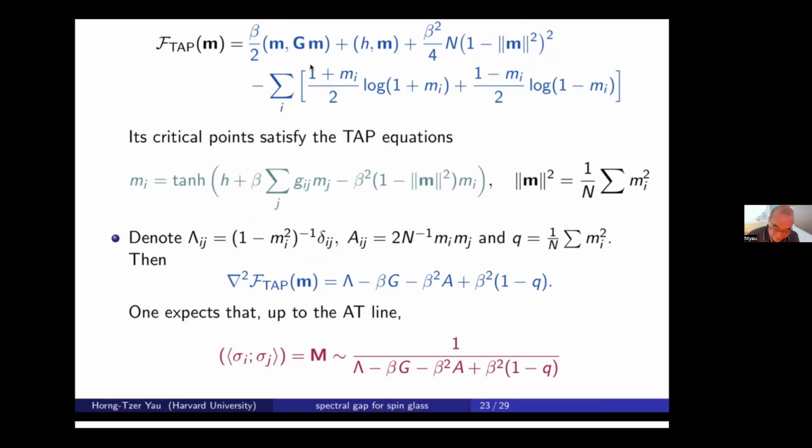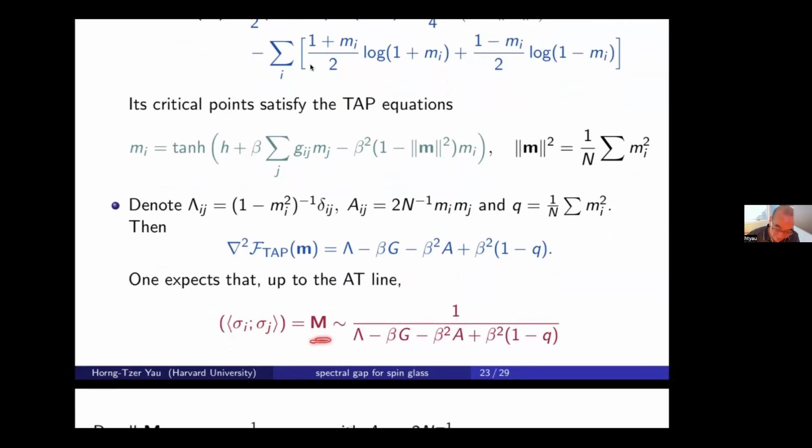And then there's this G, a random matrix. And this term will give you this A, which is m_i m_j. It's a projection. This is a one-dimensional projection into the m direction. And then there's also beta squared times 1 minus Q. And Q is now this one, 1 over n summation m_i squared. So the conjecture is one expects that the correlation matrix is given by the inverse of the Hessian. So the inverse of the Hessian is given by that.